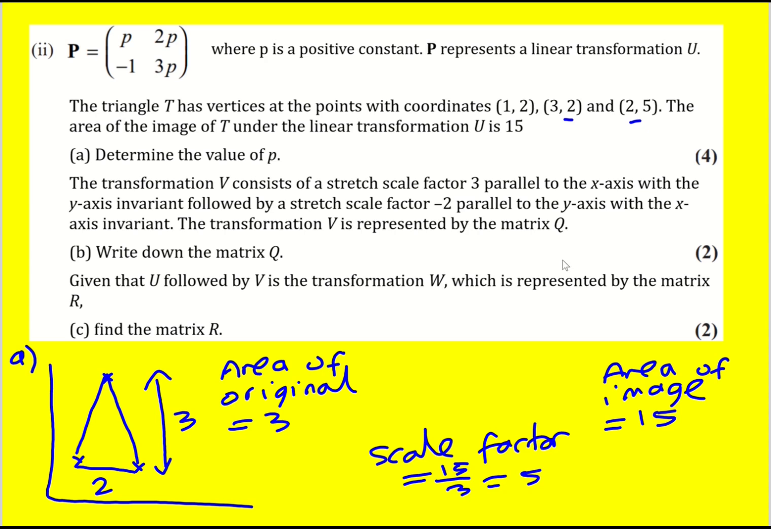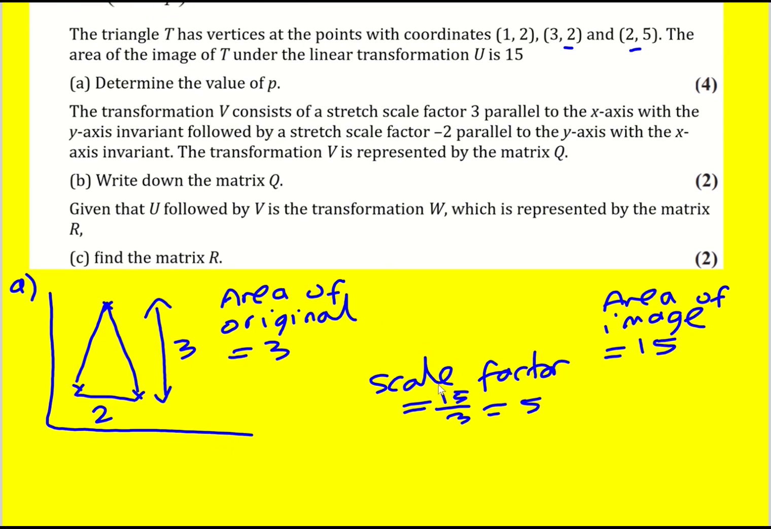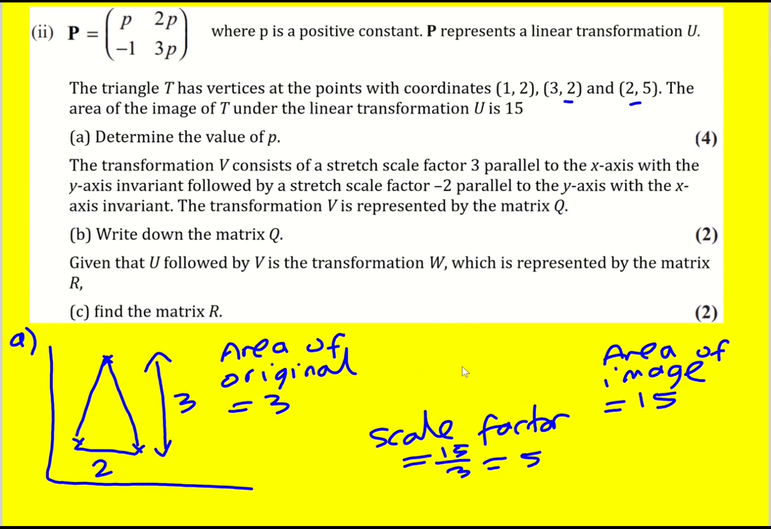By the way, it doesn't mean that they're similar or anything, but it is a fact that it's 5 times as big. And it's also a fact that that is equal to the determinant of P. So det P is going to equal 3P squared plus 2P, and that is equal to 5. So I can then do 3P squared plus 2P minus 5 is 0.